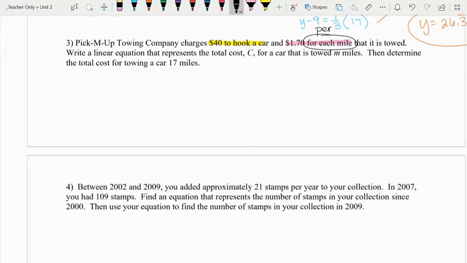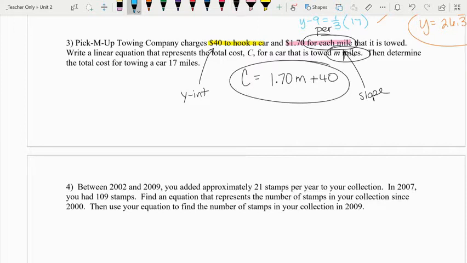So this one is specific on how you want it to be written. So C is the total cost. Okay, and like we said, $1.70 per mile is talking about slope, which normally we would have an x here, but we're using M because it says for miles. And it has an original cost of $40. So in reality, this is your y-intercept, and this is your slope, which is why we wrote the equation that we did.